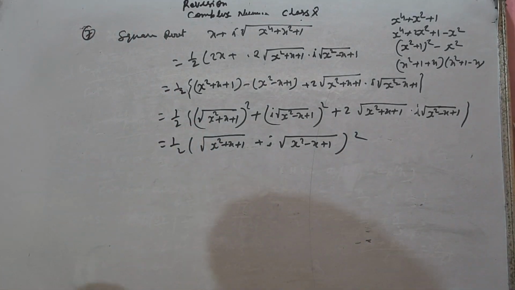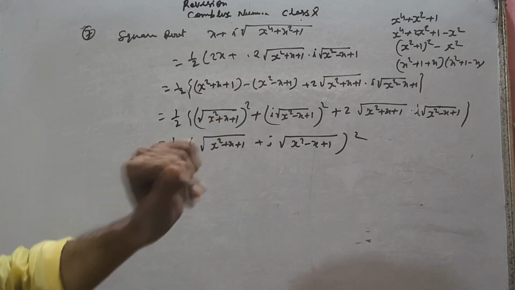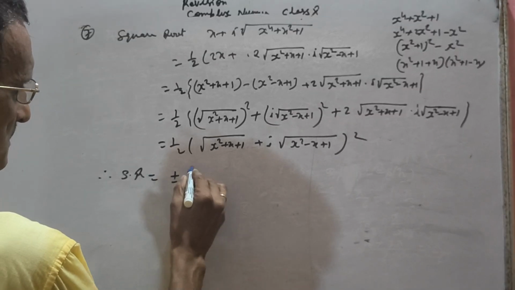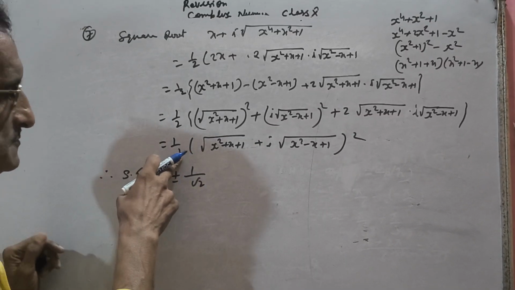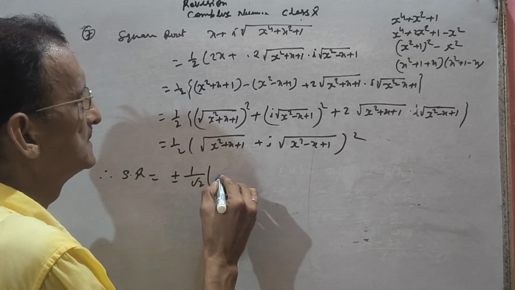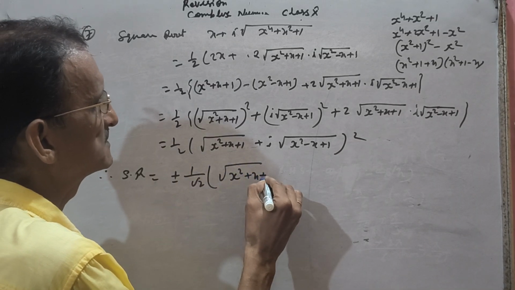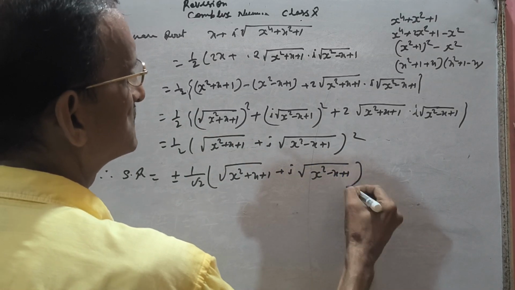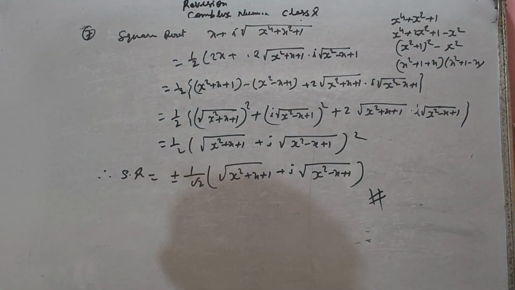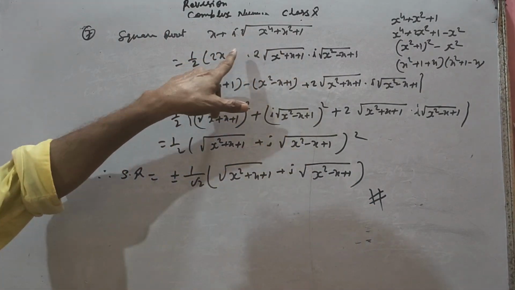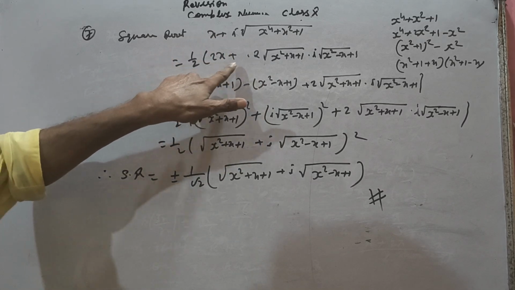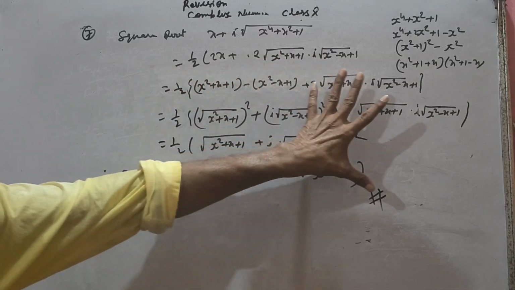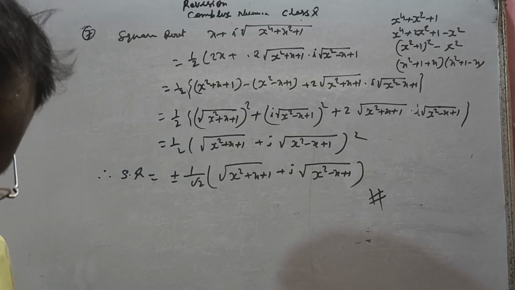Okay. To find the square root, first you need to express it as a perfect square. So therefore, you will get the square root equal to ±1/√2, because the square root of 2 also we have to write. And this will be √(x² + x + 1) + i √(x² − x + 1). This is the answer. Understood? Factorize it. 2 was not there, so we need to multiply by 2 and divide by 2. Then it will be in the form of twice ab, then express in the form of (a + b)², then find the square root.